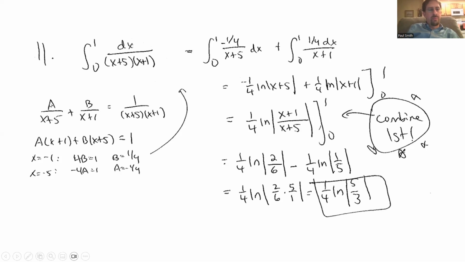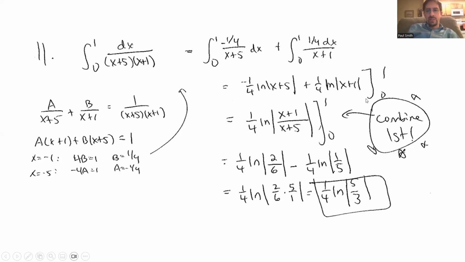So I'm going to decompose it into a over x plus 5 plus b over x plus 1. We need to figure out what a and b values will make a times x plus 1 plus b times x plus 5 equal to 1. If I choose x equals -1, that makes b equal to 1/4, and x equals -5 makes a equal to -1/4. So we're left with the integral from 0 to 1 of -1/4 over x plus 5 dx, plus the integral from 0 to 1 of 1/4 dx over x plus 1.